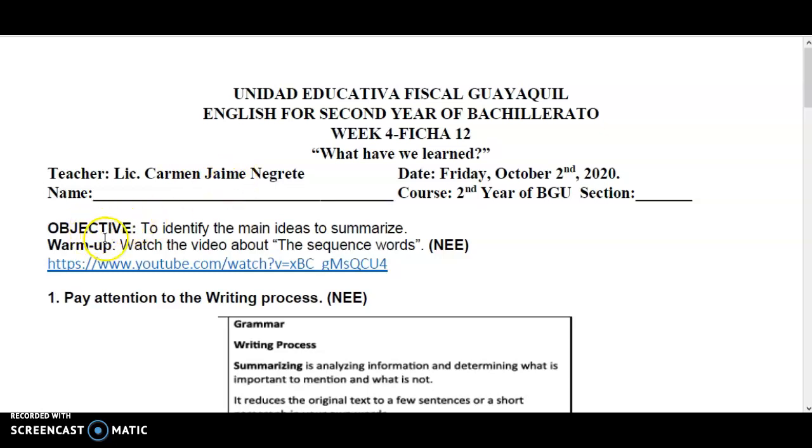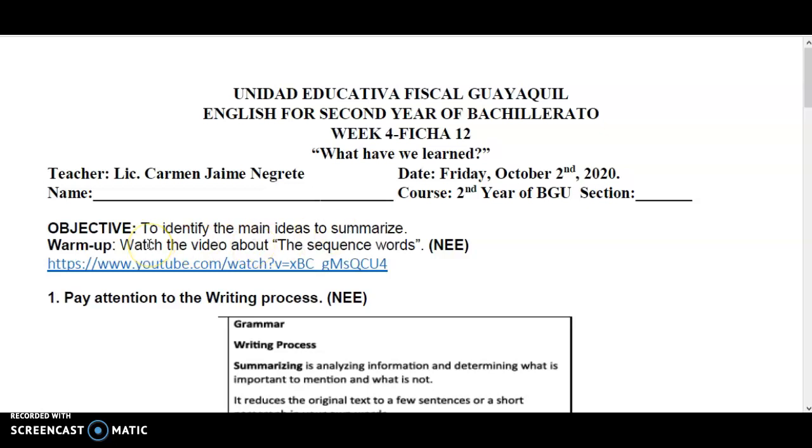What is the objective of this activity? Well, it is to identify the main ideas to summarize. So what is the meaning of summarize? To make a summary, hacer un resumen, resumir.